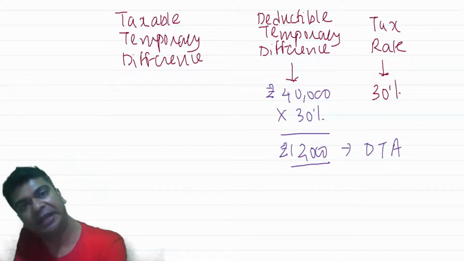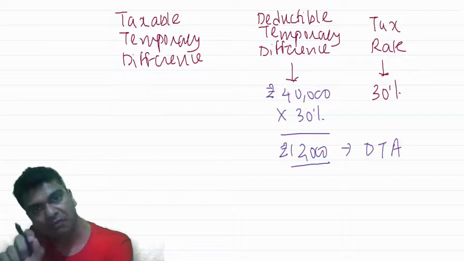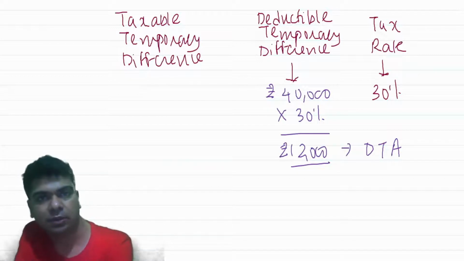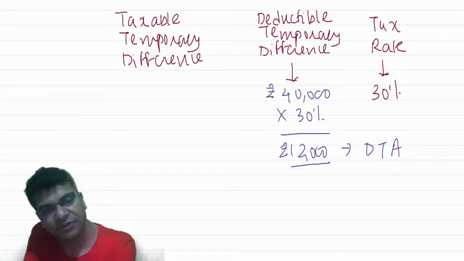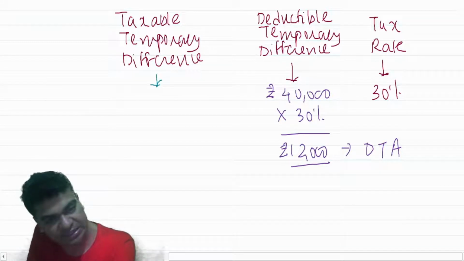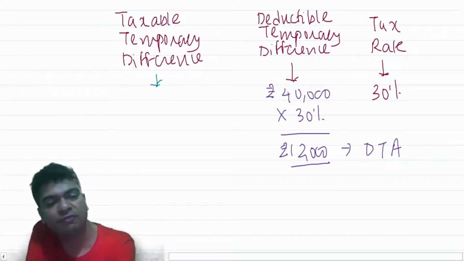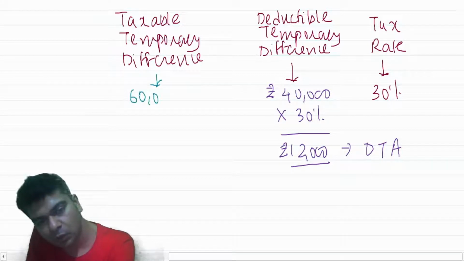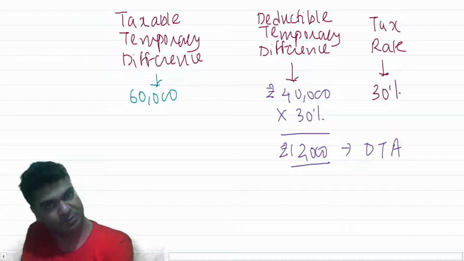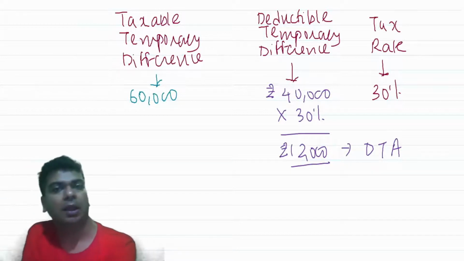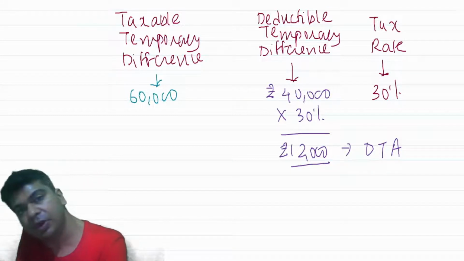And that is how my DTA, which is an asset, will get realized. You get my point? So let us say there is a taxable temporary difference of 60,000 rupees. Let us say there is some item of depreciation because of which there is a taxable temporary difference of 60,000. What is the concept of taxable temporary difference?